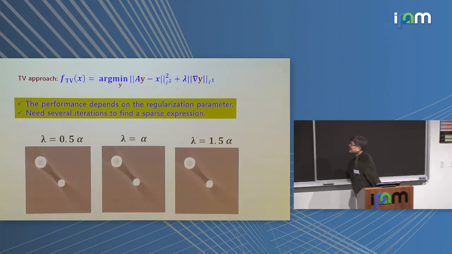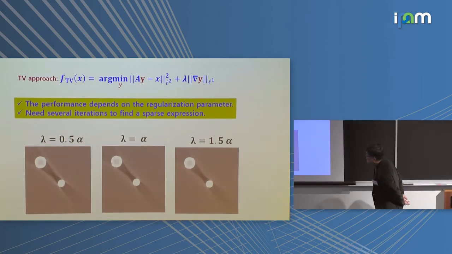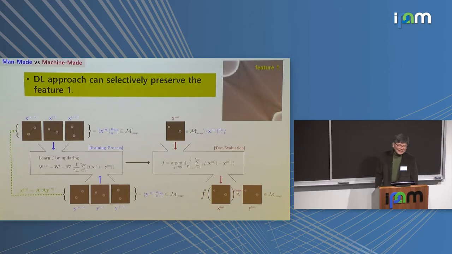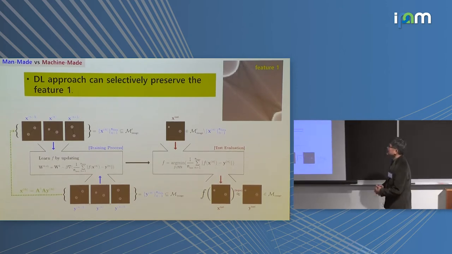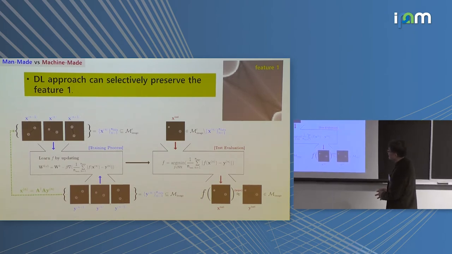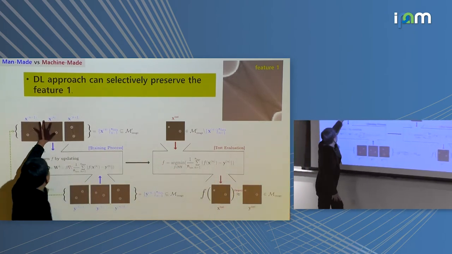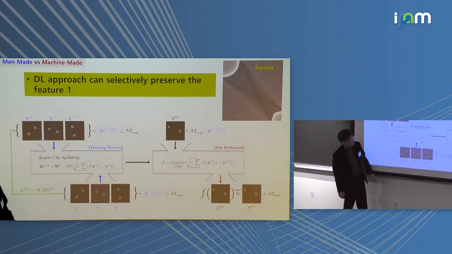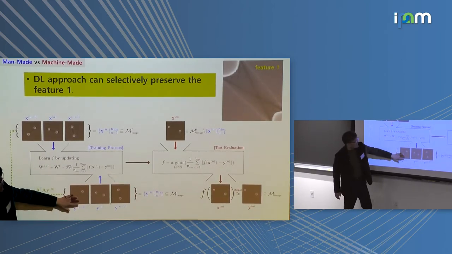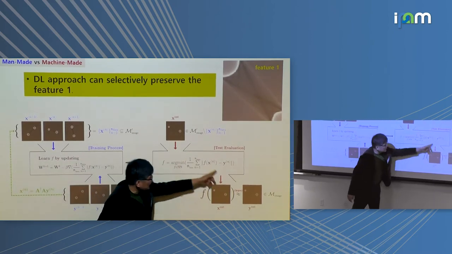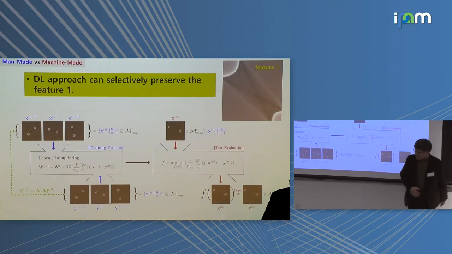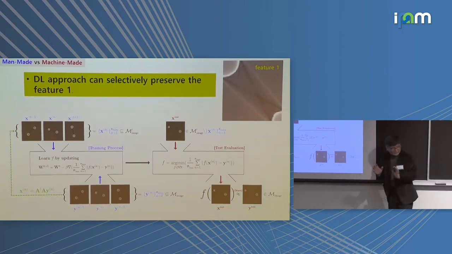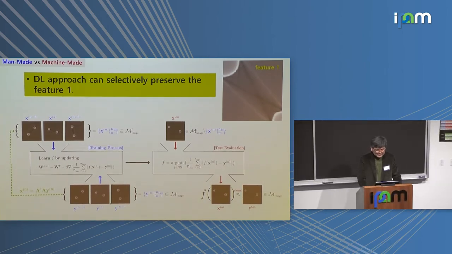Okay. Also, the performance-dependent regularization parameter needs several iterations to find the sparse representation. This is a well-known fact. However, the deep learning approach can selectively preserve the feature, because this one is X and this is the output. You train that, and you look at the feature. After training, you have already fixed it. Without iteration, you just get it. Okay? It's a training process. You have many iterations in training, but in the test case there is no iteration; non-linearly you get it. That's the advantage of that.